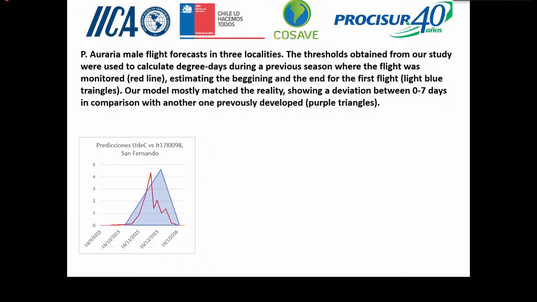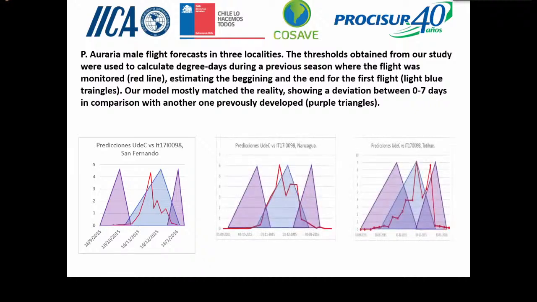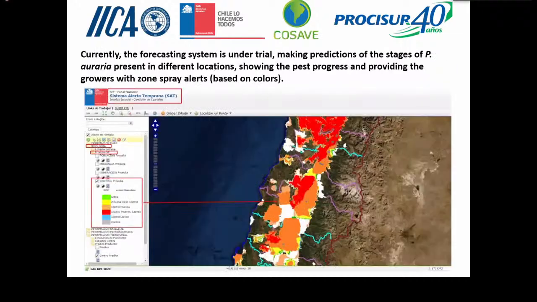And with fewer than 7 days of deviation from what is expected, it pretty much matched reality with regards to the purple triangles, which is what we forecasted. So these are linear models, and in linear models, that's where these differences would be perceived. And we see that in general, if we use the thermal parameters and observation, it pretty much coincides. So it's pretty exact. It matches.